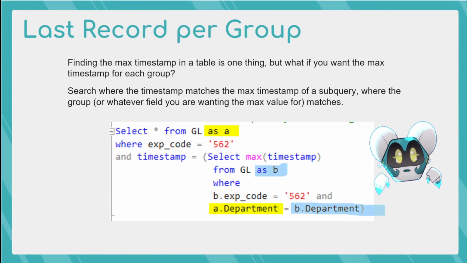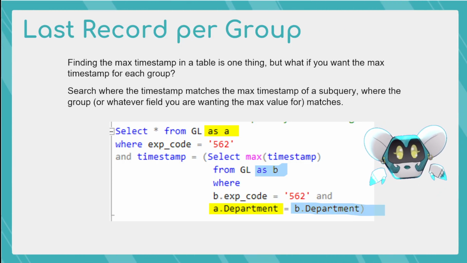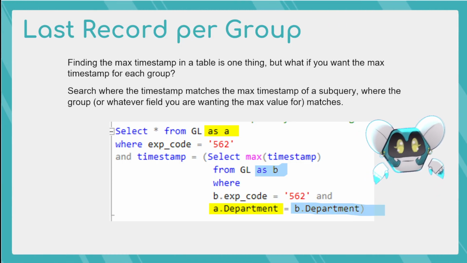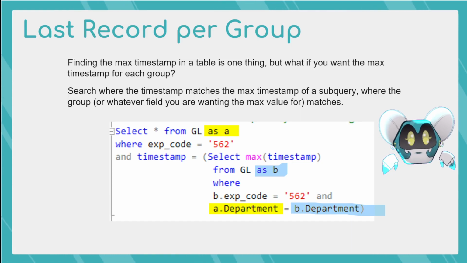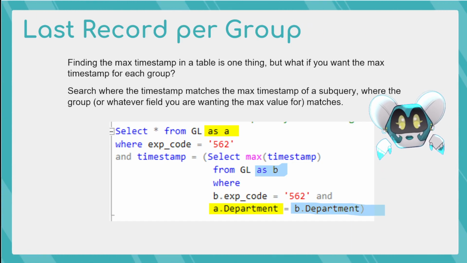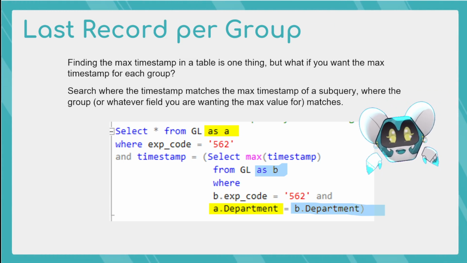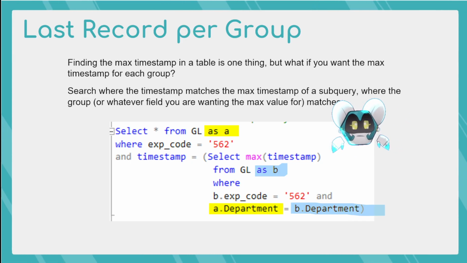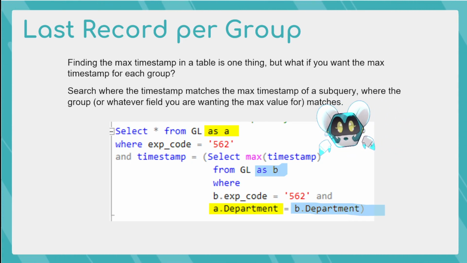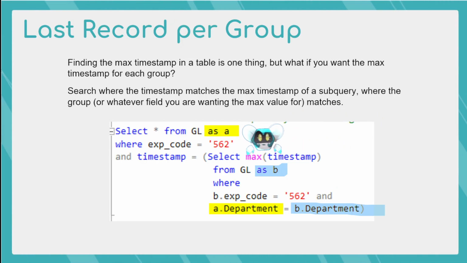As a quick bonus, what if you wanted to find the last record per group? To do this, you would just do your select from, in this case, the general ledger, or GL. Give it an alias, I'm just saying A. Because we are focusing on one kind of expense, such as telephone expenses or rent expenses, I'm going to go ahead and say where the expense code is 562, just for our example.